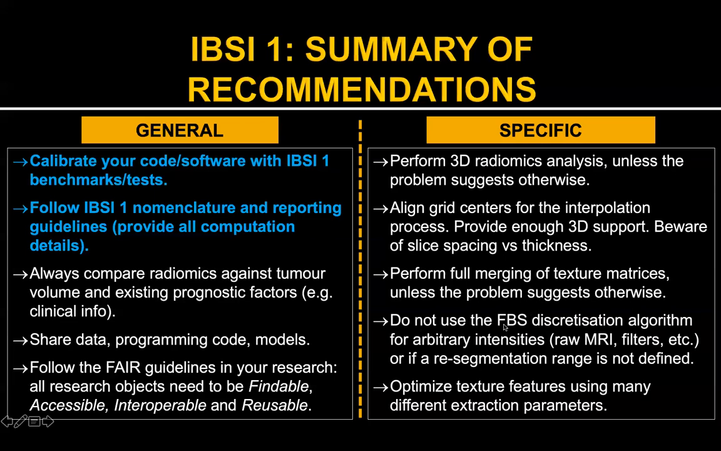Do not use the fixed bin size discretization with images that have arbitrary intensities, or if a resegmentation range is not defined. And optimize texture features using many different extraction parameters, different bin numbers, and bin sizes. I recommend you try out different bin sizes and bin numbers, which can lead to different radiomics features, texture features that could be more optimal for different bin numbers, for example.